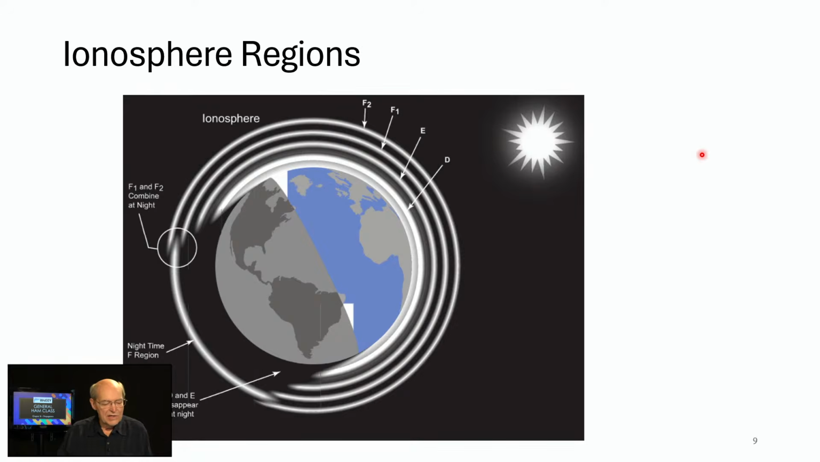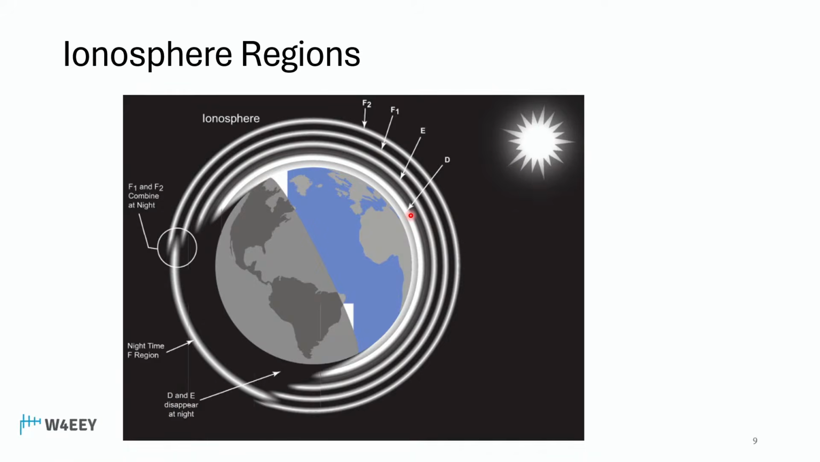So here we have regions. You'll see these called layers as well. Usually regions is the preferred term. But this is what happens. Here's the sun over here, and you can see that this side of the Earth is lit up. When this side of the Earth is lit up, these are the regions that form. We've got the D layer, which is the closest to the Earth. It's the densest air molecules. Then we've got the E layer, F1 and F2.